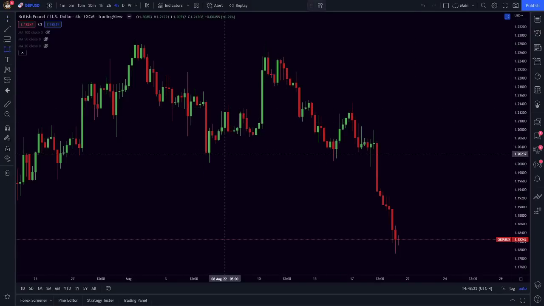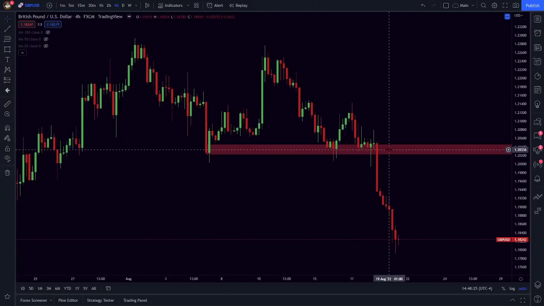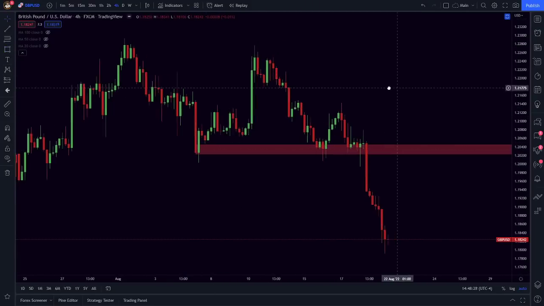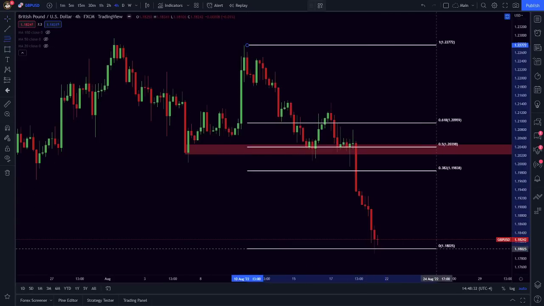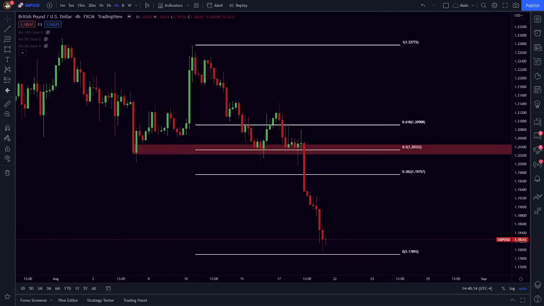Similar ideas with pound USD, potential pullback plays at the 1.2030 level, which is a bit of a ways away. I understand on the 4-hour chart that is a pretty good pullback, but it's very possible that we get a bit of a rally on the pound USD. If that were to come into play, that 50% level looks very clear for sell side action.